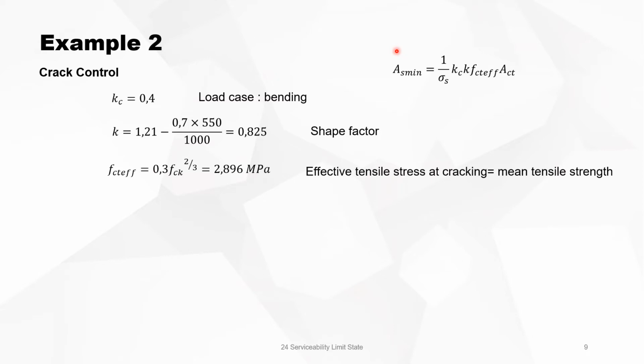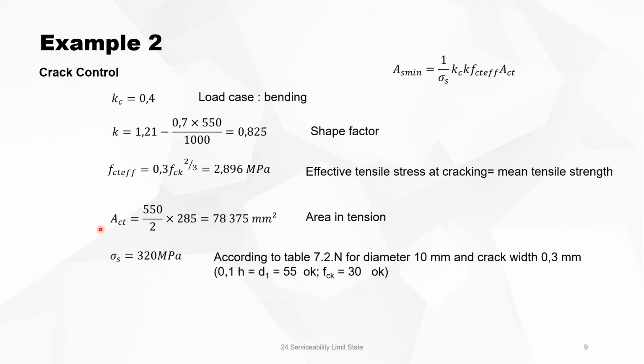We have this formula. Kc for bending is 0.4. The shape factor stays at 0.825. FCT effective equals FCTM, it's 2.9 megapascal. The area in tension is half the section. And this time sigma s is not 500.